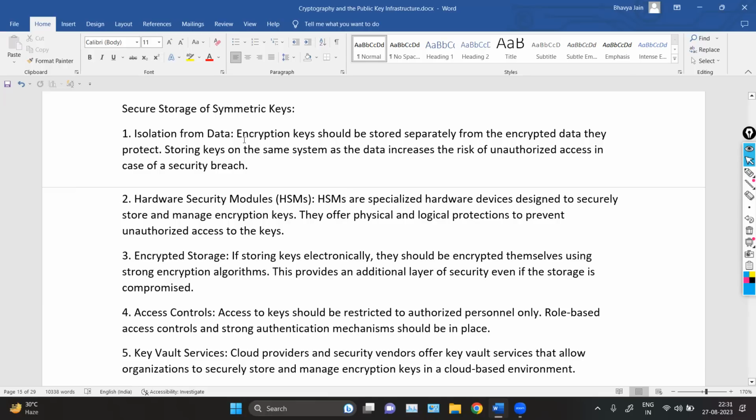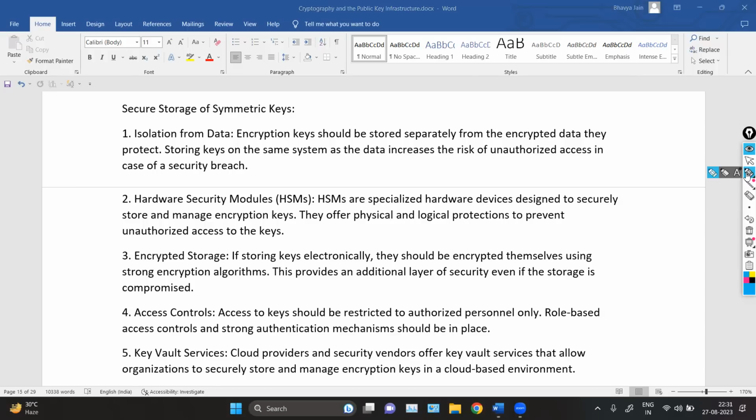So, isolation from data. Encryption keys should be stored separately from the encrypted data they protect. That is obvious. Let's say you put the keys in one location and the encrypted data in some other location. Storing keys on the same system as the data increases the risk of unauthorized access in the case of a security breach.